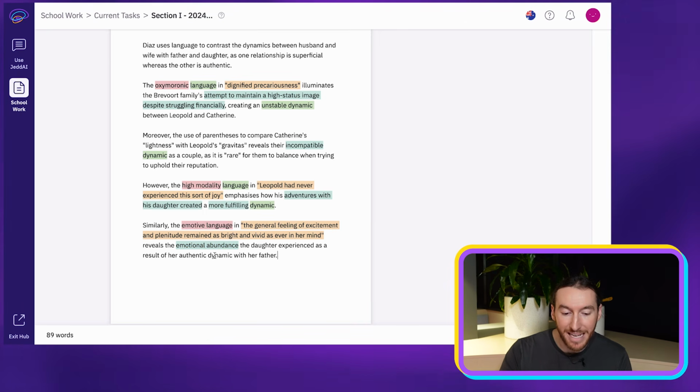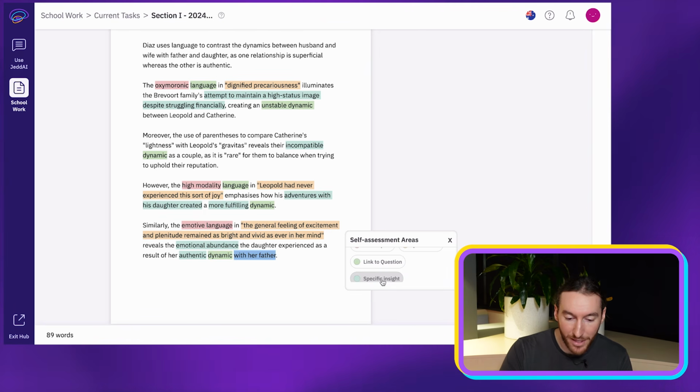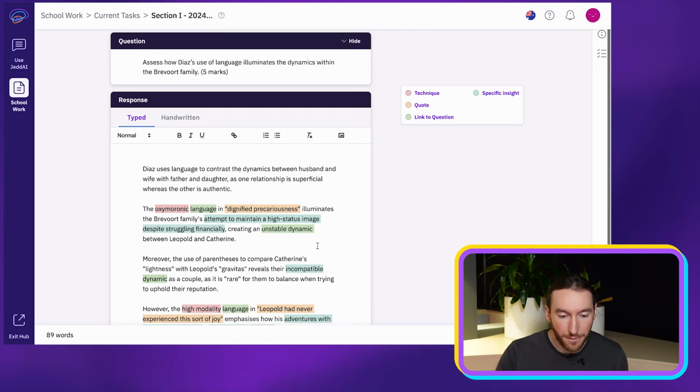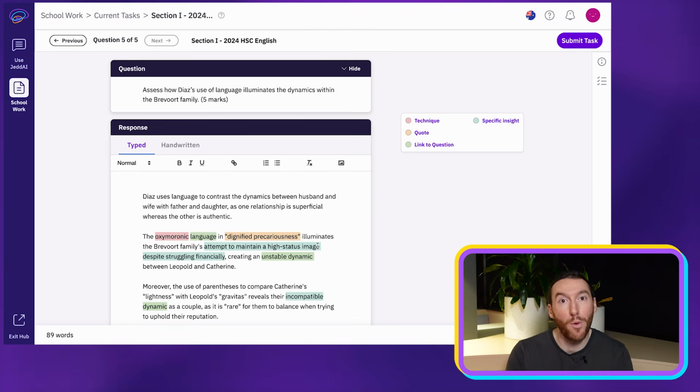Now, she experienced that as a result of her dynamic with her father? No, that's repeating the question, except that we've said it's a dynamic with the father. We haven't said what type. We do need to always say the type. That's how you're going to get the marks. It's an authentic one, right? It's an authentic dynamic with her father. We're also adding that in to be more specific than the question. And boom, you have the 5 out of 5. You have the 20 out of 20. That's how you can get full marks in section 1.